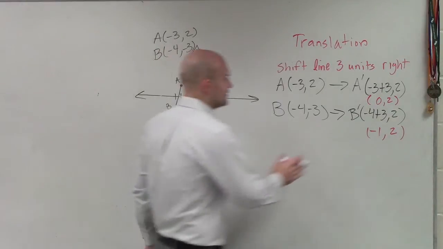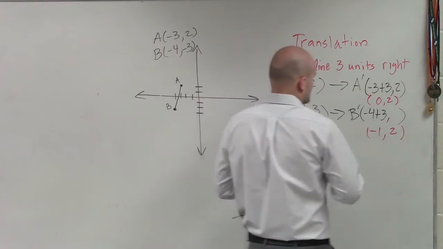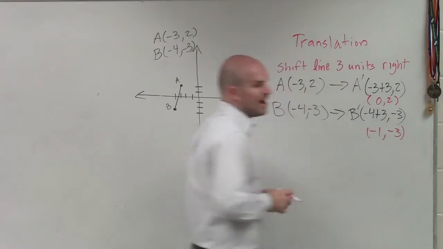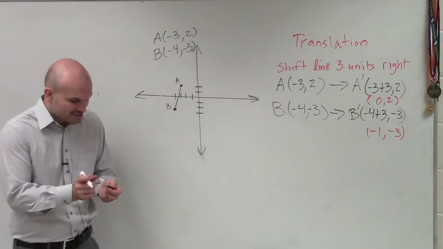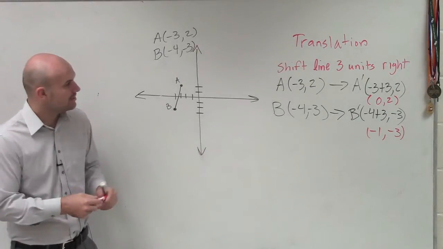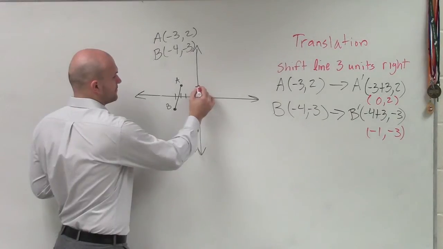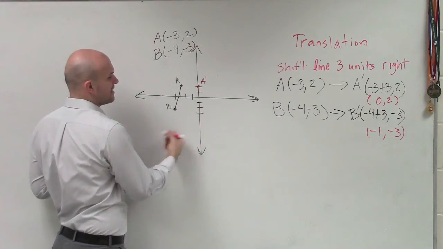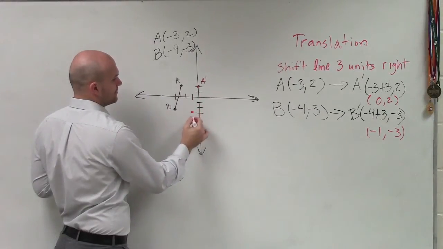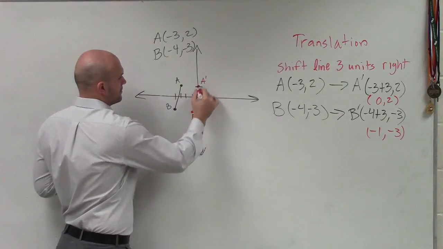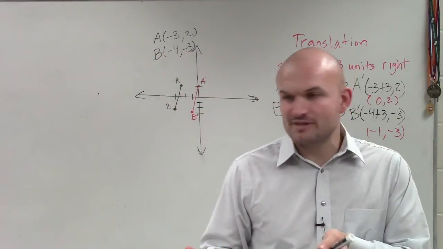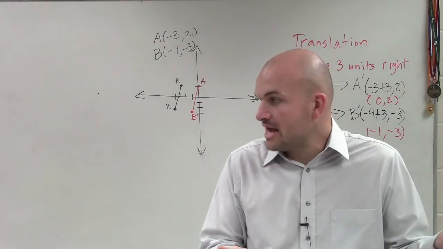Oh, negative 3. I don't know why I wrote that. It's negative 3, right? The y coordinate doesn't change. So ladies and gentlemen, our graph is now going to look like this. So let's plot these. So I have 0, 2, A prime, and then B prime would be negative 1, down to negative 3. Does everybody see how I took that graph? By adding 3, I shifted the graph 3 units to the right. Does everybody see that? Yeah.